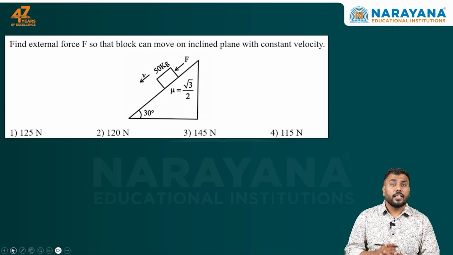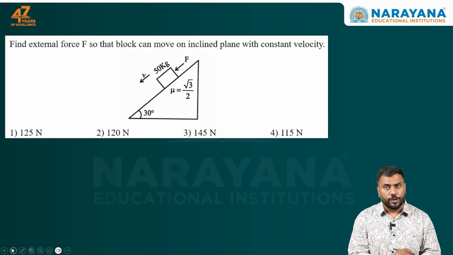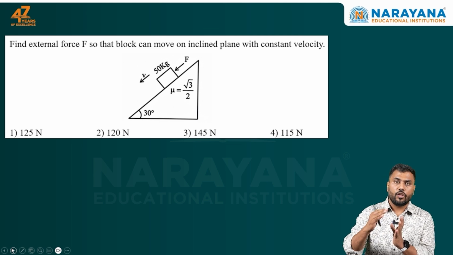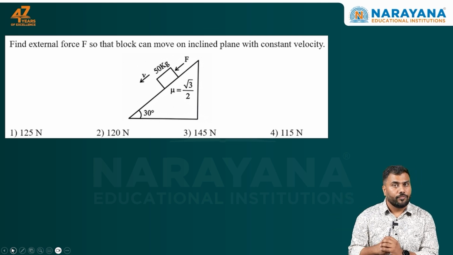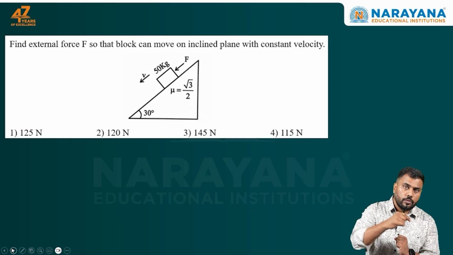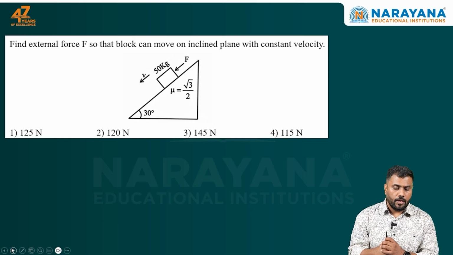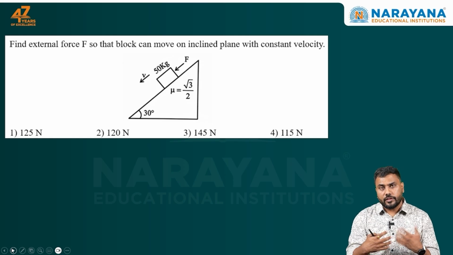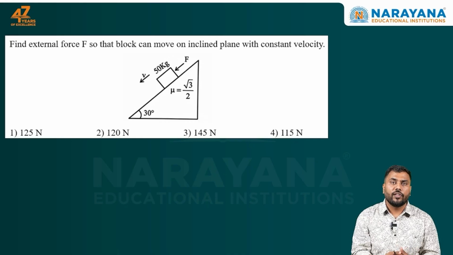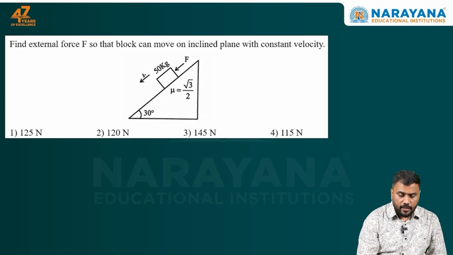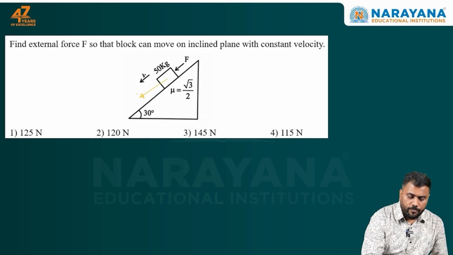The next question is again an easy question from Newton's laws of motion. Here we have a 50 kilogram block on an inclined plane which is rough. The velocity of the block is also pointed downward as shown in the diagram. The question is asking you to find the external force F needed so that the block is going down with constant velocity. So, first of all you should think why we need to apply a downward force to keep the block going downward with constant velocity.